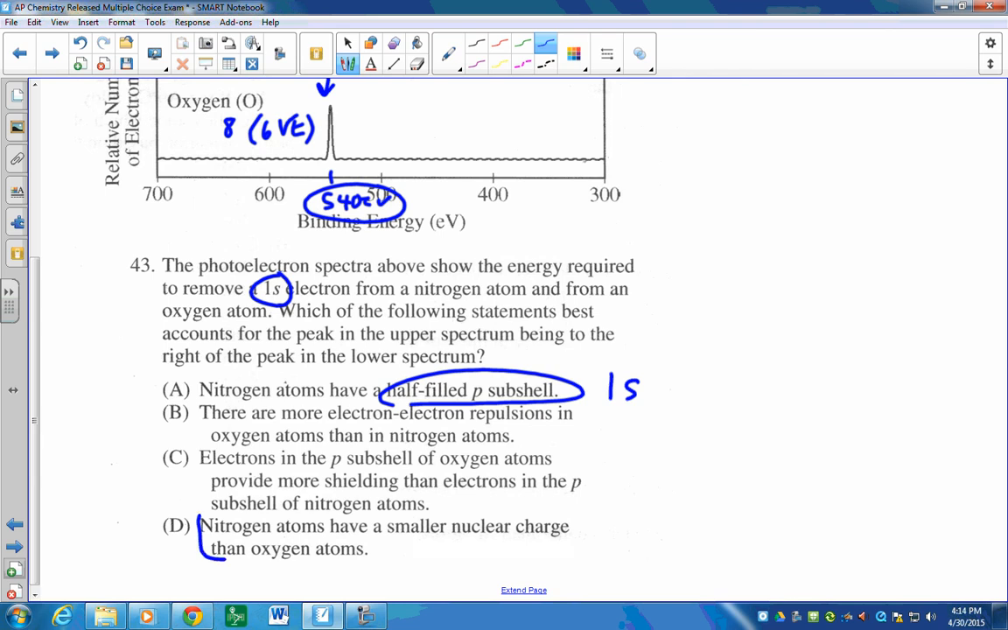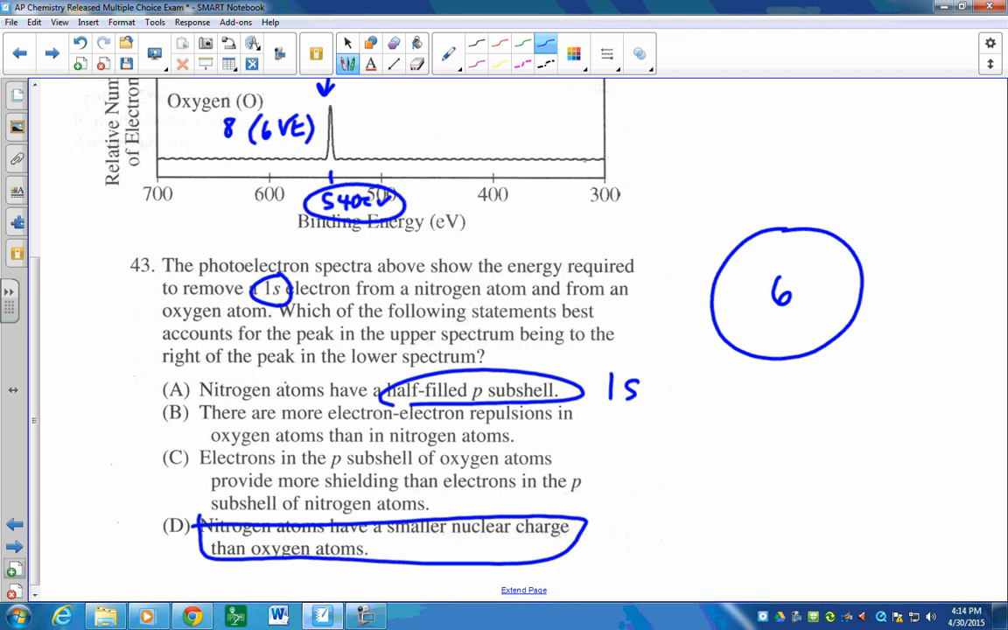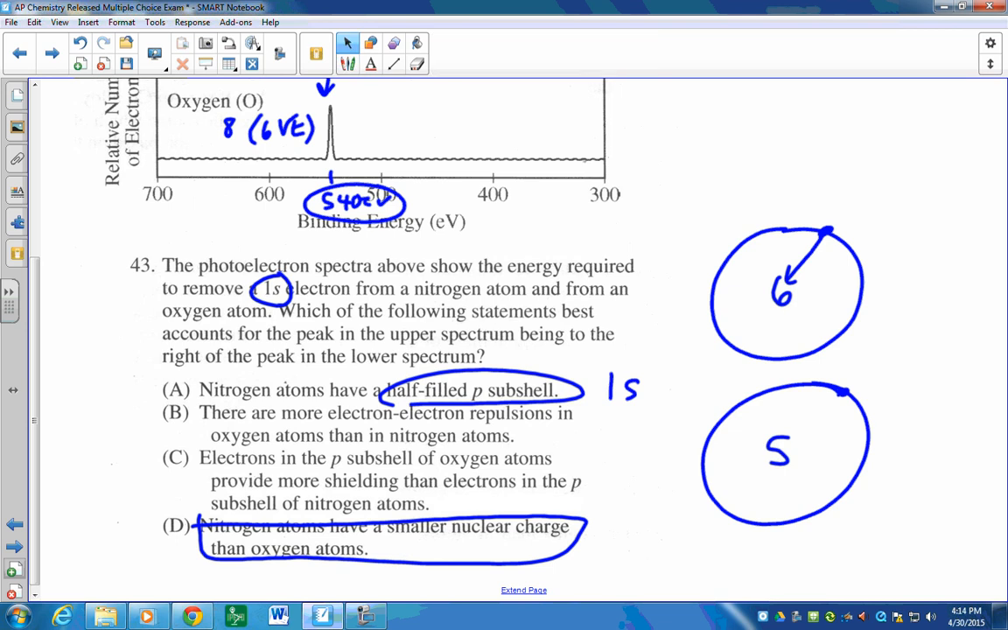I think you've got to know this is the best answer. Smaller effective nuclear charge. Oxygen has an effective nuclear charge of 6 pulling on the 1s electron, and nitrogen has an effective nuclear charge of 5 pulling on the electron. This pulls harder, holds it tighter, so it takes more energy to knock it off. And that is PES.